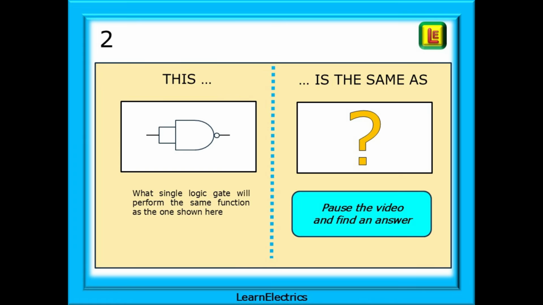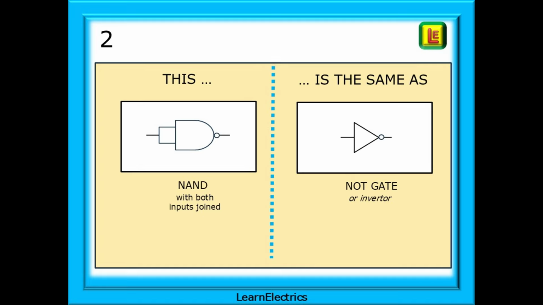Try this one next, question number 2. This time, what single logic gate will perform the same function as the one shown here? Pause the video and make a sketch of the answer before moving on. Question 2 was a NAND gate with both inputs joined together.